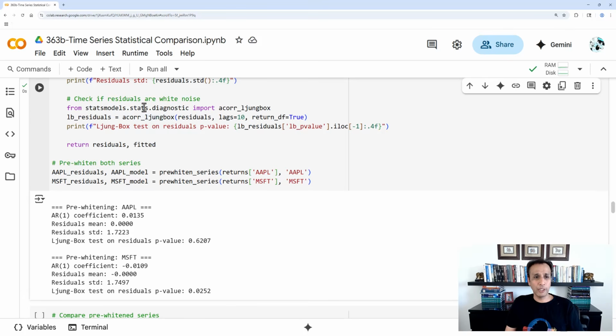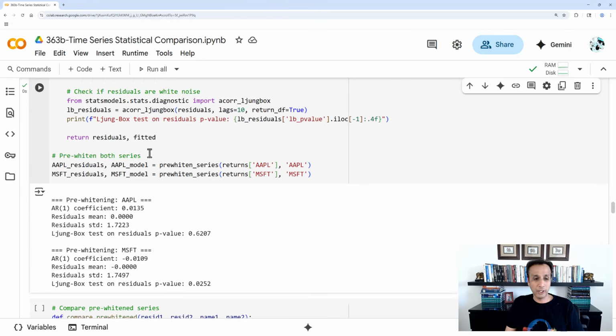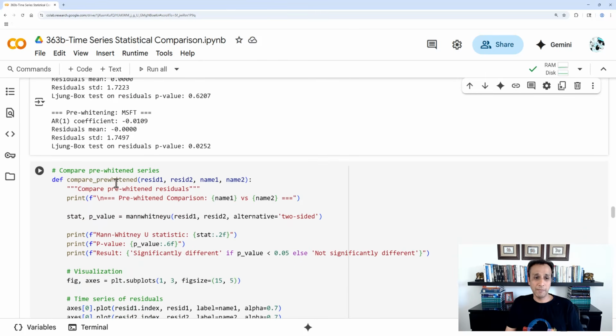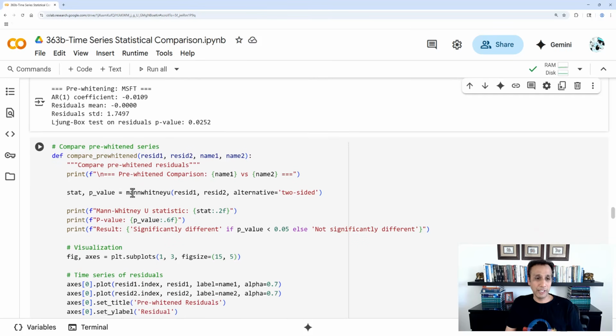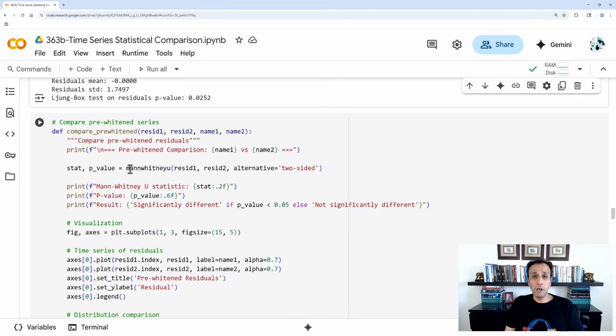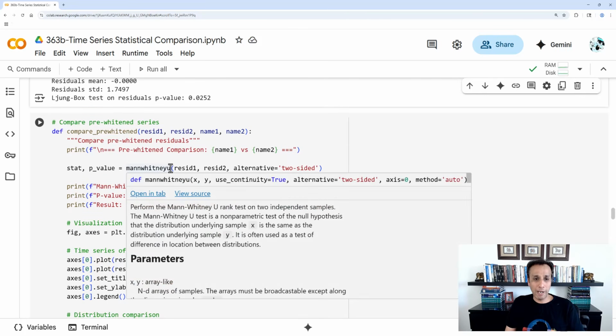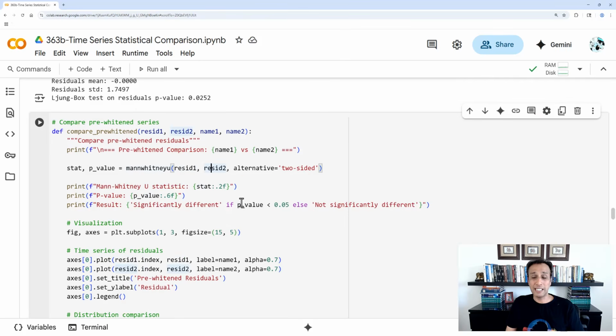So basically here we just check whether the residuals are white noise, but let's go ahead and compare the test right here, between pre-whitened and the naive tests. All we are doing here is applying our Mann-Whitney test on both residuals. That's it. This is the key point in this block. And of course we are plotting.